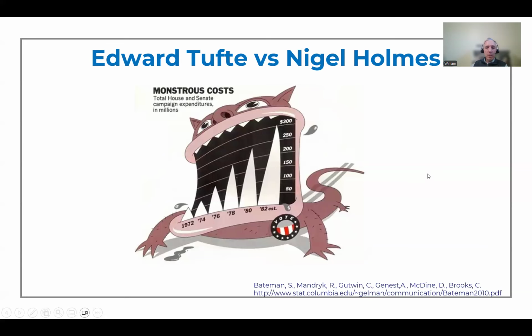And here's another way to draw that using, frankly, chart junk. And so this is telling the same thing, the monstrous cost of total House and Senate campaign expenditures in millions, and it's 300 million in 82 estimated. So this is the same data. This is telling the same thing as this chart. And the question is, which is more effective? And the answer is, it depends on the nature of your average reader.